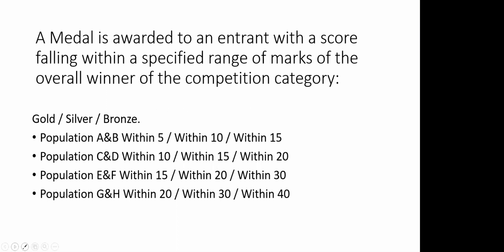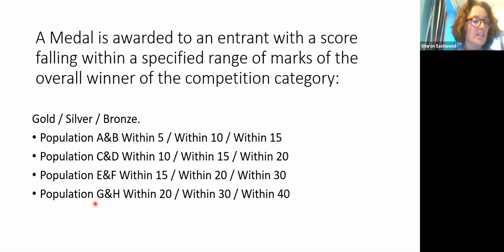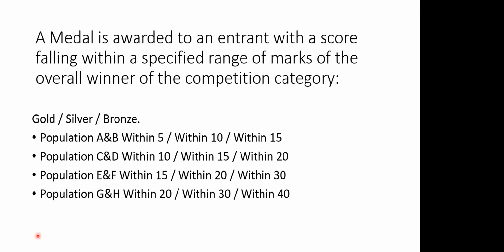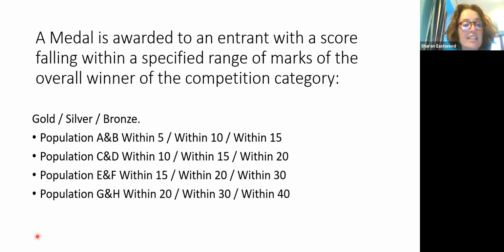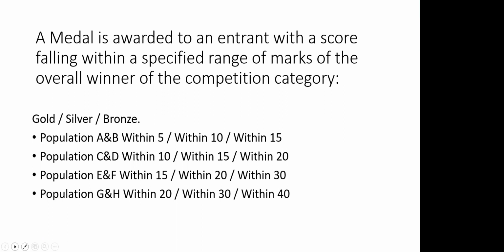Now, it's very different for population sizes G and H. So I think, Michael Barrett, that's where we get down to Sligo. I'm not sure if Sligo's a G or an F, but the points discrepancy is much bigger. If you get within 20 points of the overall winning town, that's a population G or H, you get a gold medal, and you get a bronze medal if you're within 40 points of that. If you want to find out those details, that's in your entry. It's in the terms and conditions of the entry form as well.